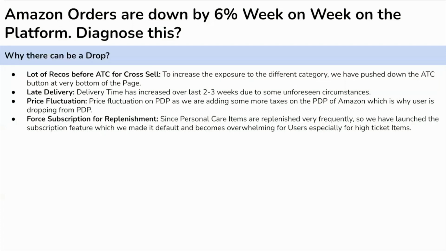The second hypothesis which we can build is: has the delivery TAT increased due to some unforeseen circumstances, which is why people are bouncing back from the platform after seeing the delivery date? Because earlier we were delivering in 1 or 2 days, but now the delivery date is after 1 week or 10 days. That is why people are coming till add to cart, and when they see the delivery date is beyond 10 days, they bounce back from the PDP. But that is also unlikely to be the case.